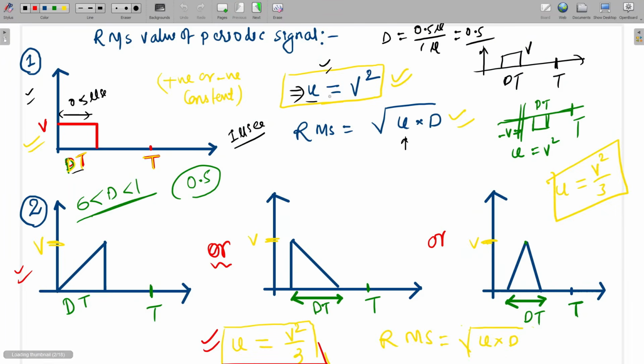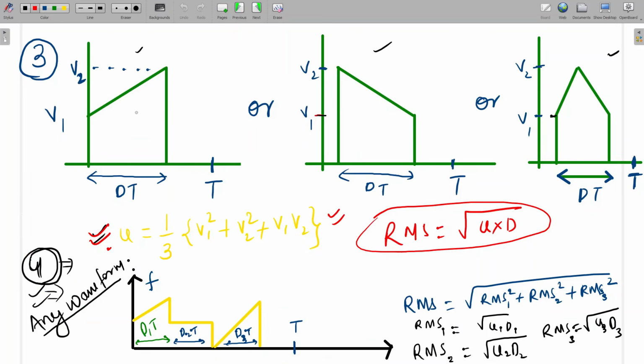So for the first one, what is the u? U is equal to V square. For triangular, any type of triangular wave, u is equal to V square by 3. And for this one, what is the value of u? U is equal to 1 by 3 (V1 square plus V2 square plus V1 into V2). Is it clear up to now?